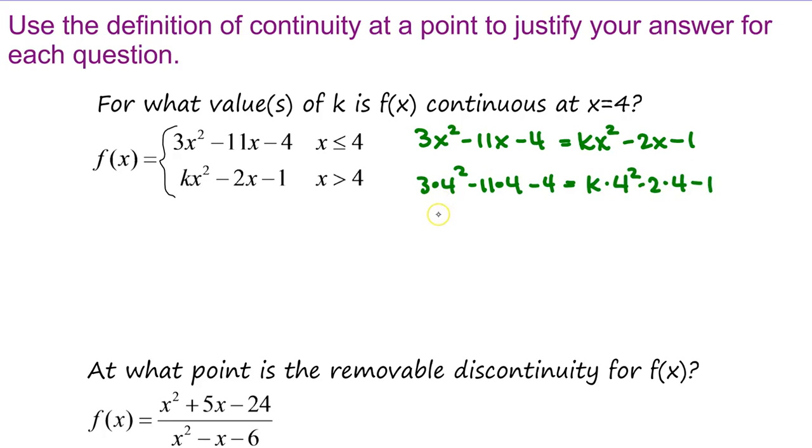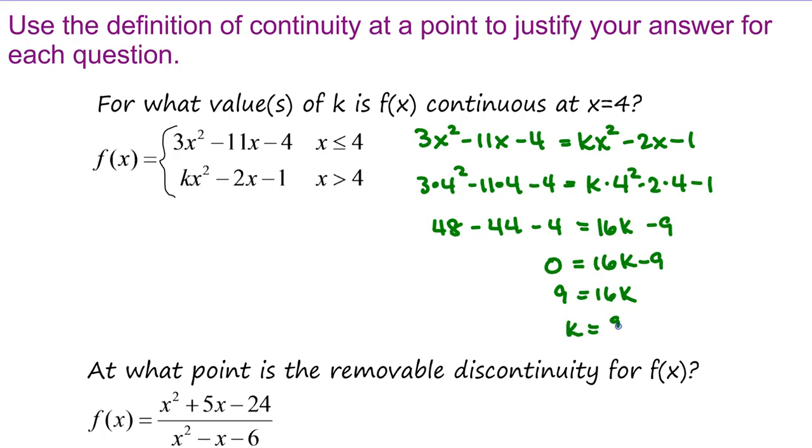Okay, so we have 16 times 3, 48, minus 11 times 4, 44, minus 4, well that's 0, equals 16 times k, 16k, minus 8 minus 1. Okay, 0 equals 16k minus 9, add 9 to both sides, divide by 16. If k is 9/16, this thing will be continuous because the left side will equal the right side.